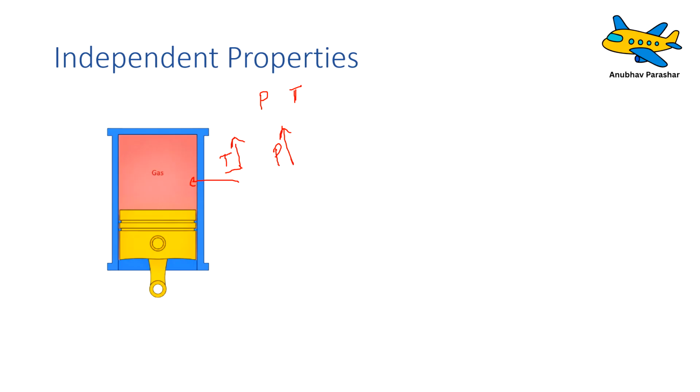You can also see it in the form of the ideal gas equation, that is P is equal to rho RT. You can see if the temperature increases, the pressure also increases. So you see, pressure and temperature are not independent of each other. If one increases, the other increases. If one decreases, the other will also decrease. So you cannot consider pressure and temperature to fix the state of a system.